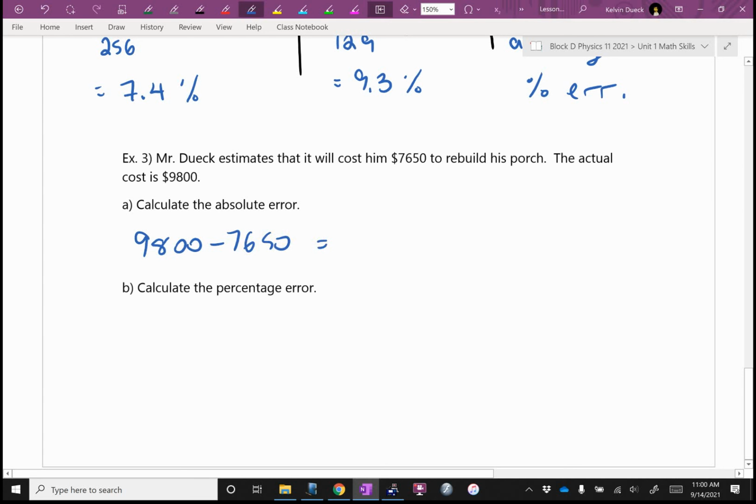I can do that in my head. It's going to be 9,800 take away 7,000 is 1,800 take away 600 is going to be 1,250, 1,150. 2,150. I'm off by 1,000. 2,150. Forgot to carry a 1. Silly.